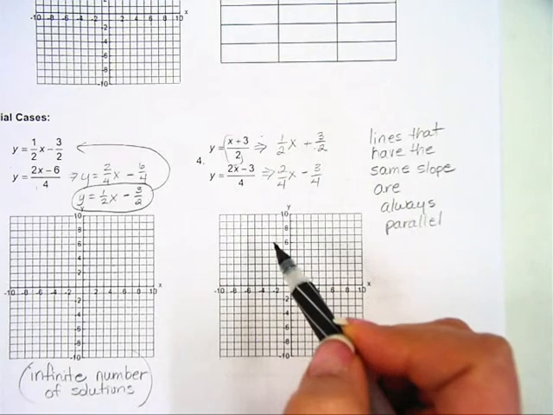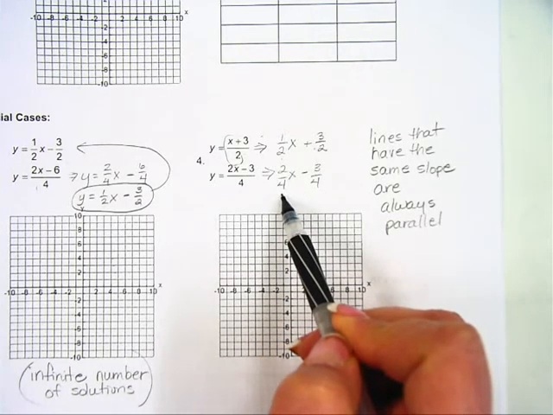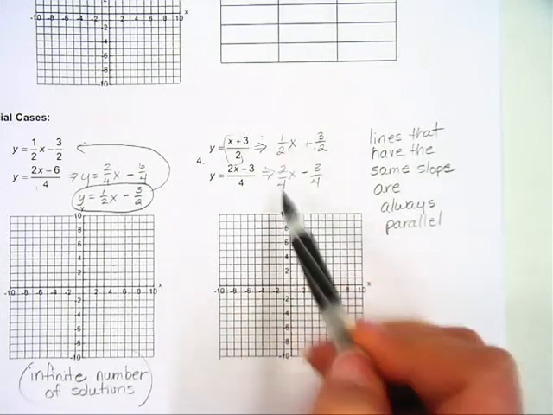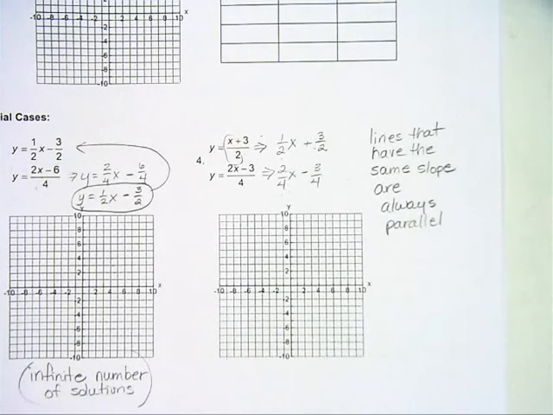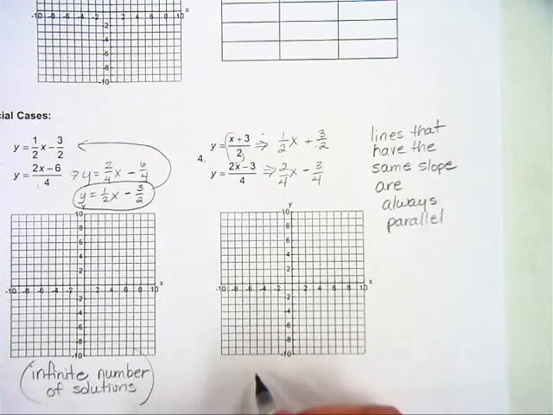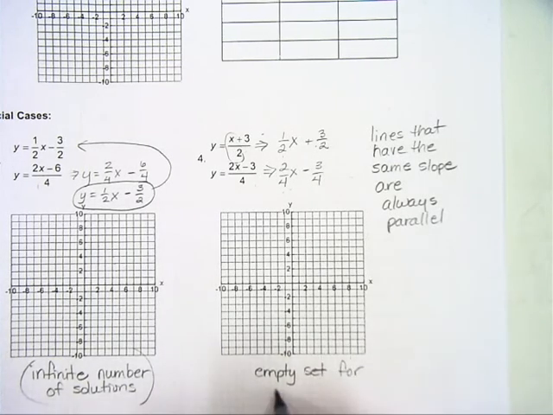Now, look at the slopes. Look at the m term. What's this one? 1/2. What's this one? Which is 1/2. So they have the same slope. So if you did take these and do that first by hand, you'd see that the slopes were the same. And you know to expect some parallel lines. Okay. So when we have parallel lines, we say we have an empty set for our solution. They don't touch at any point.